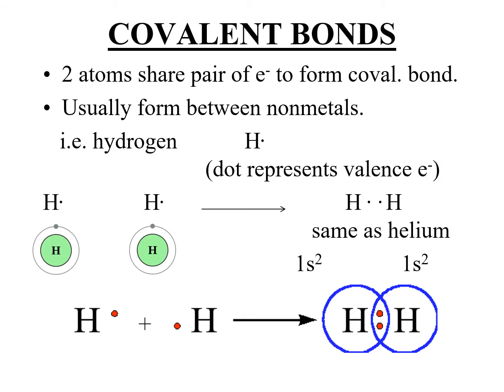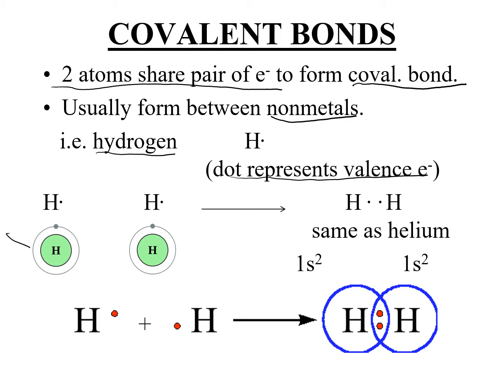Covalent bonds occur when two atoms share a pair of electrons between themselves. That creates what we call a covalent bond. Covalent bonds form between nonmetals, versus ionic, which was between a metal and a nonmetal. Covalent is between nonmetals. So for example, we have hydrogen here. We have its Lewis dot structure where the dot represents the valence electron, or the electrons in the outermost shell.